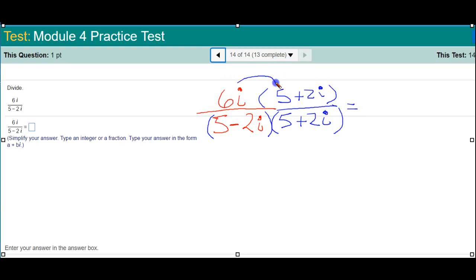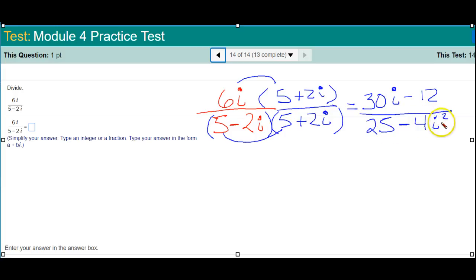So then we distribute here, and we get 30i. And we multiply this, and we get plus 12i squared. But what did we say i squared was? A negative 1. So we just change this to a negative 12. So that's my top. Now when we FOIL this, the middle terms, since we're multiplying conjugates, cancel out. And this will be 25 minus 4i squared. But what did we say i squared was? A negative 1. So this is going to become a positive. And we can erase the i squared.